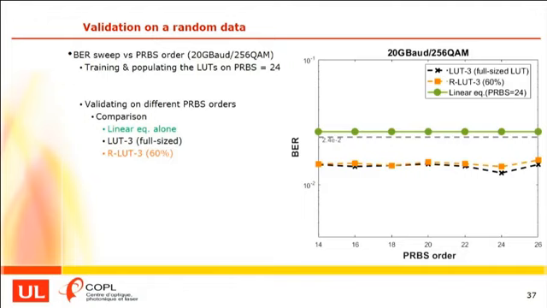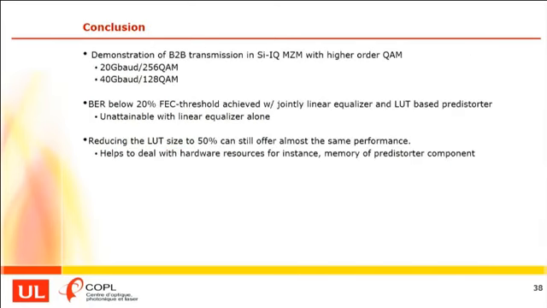So in conclusion, we've looked at a silicon photonics IQ modulator that was able to perform below the 20% threshold at 256 QAM, 20 gigabaud, and also at 40 gigabaud when the bandwidth constraints also kick in. And we saw that we used a one-dimensional LUT, which was sufficient for this work, and it was also possible to reduce the size further.